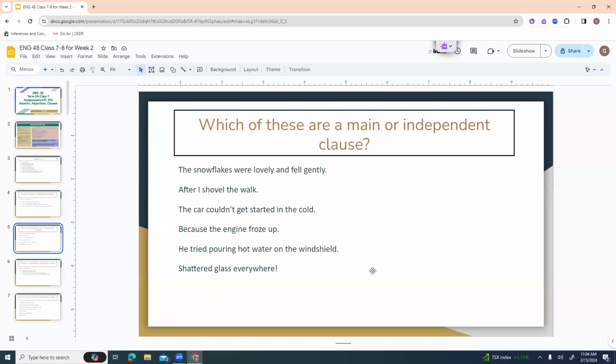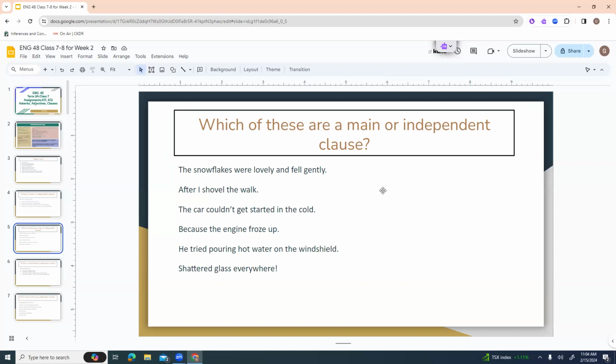"The car couldn't get started in the cold." What is our subject? Car. What is our verb? Long one, couldn't get started. Does it express a complete thought? Absolutely. It stands all by itself. So it is a main clause or an independent clause.